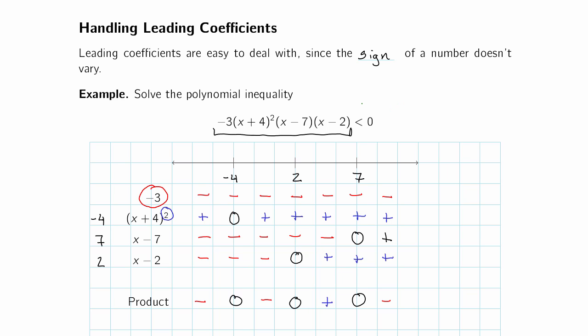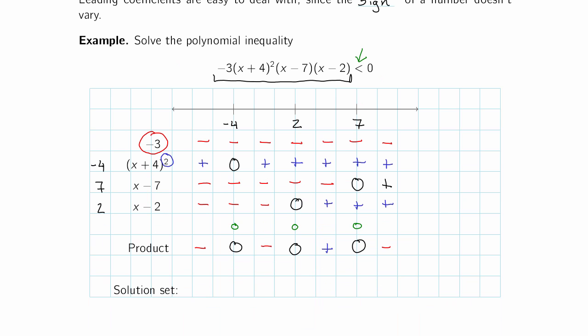We want to know where our product is less than 0, so just where it's negative. We don't include our cutoff points where the product is 0, but we do want to include all the parts where our product is negative. So that means to the left of -4, between -4 and 2, and to the right of 7, everywhere that we've written a negative sign for our product.